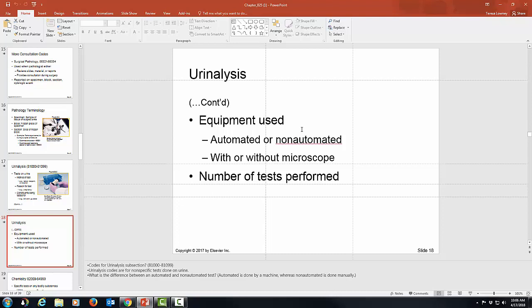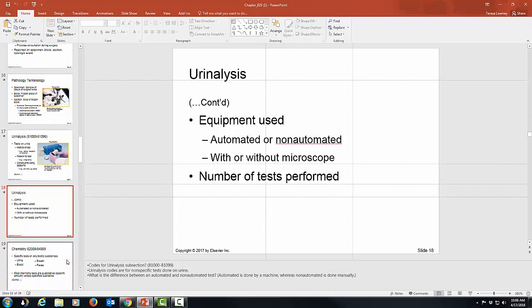Yeah, so the equipment, well, we just kind of talked about that in the 6 things. It can be automated or non-automated, with or without a microscope. So again, you need to pay attention to those things, okay? All of those urinalysis subsections are under the 81,000 codes, 81,000 to 81,099. So there's 99 different tests here, and that's why each one of those items of information is very important.